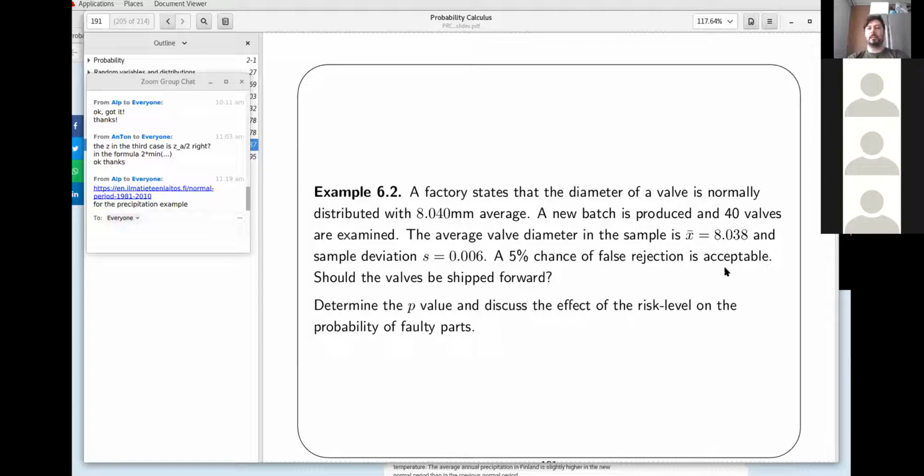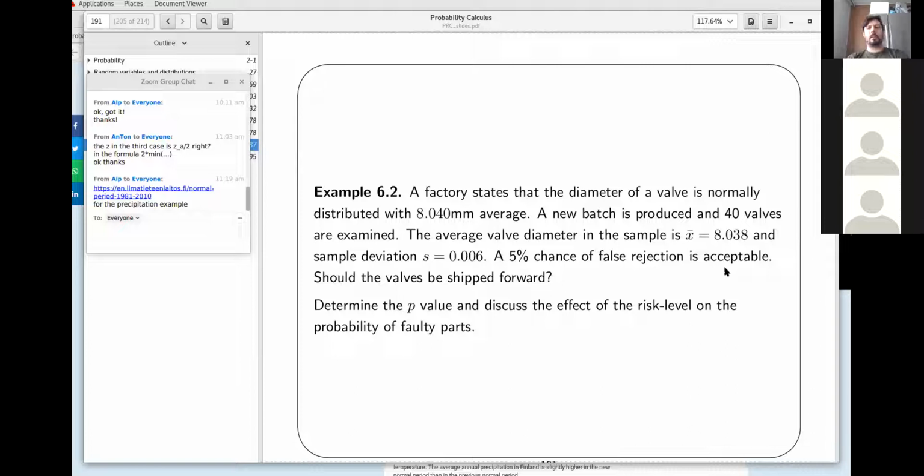So we are going to be rejecting these if there is a 5% chance. So you have to understand, this is not very good quality control, is it? We're willing to accept that they are fine unless they are very clearly wrong. Well, it's not too bad, but let's just go with this. So determine the p-value and discuss the effect of the risk level on the probability of having faulty parts.